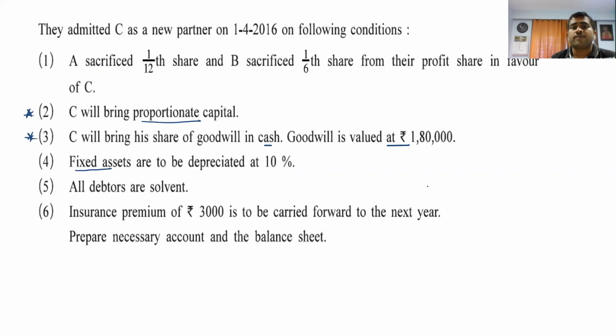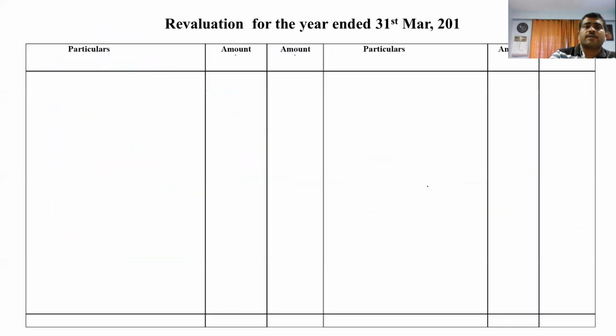Insurance premium of 3,000 is to be carried forward to the next year. Insurance premium, I don't think any such information is given. So we have to do according to that. So the columns are: Revaluation account for the year ending 31st March 2017. Give the heading. Debit, credit.